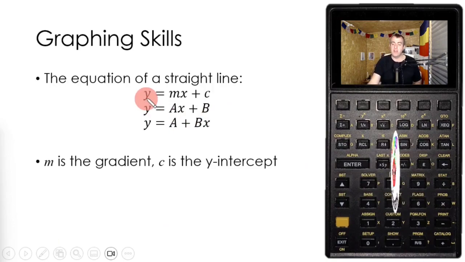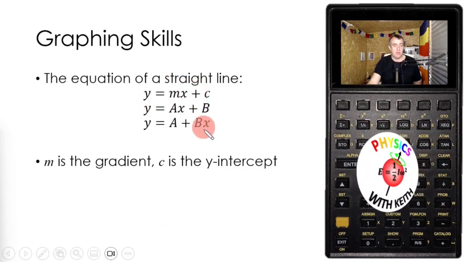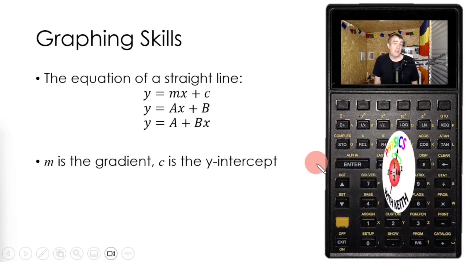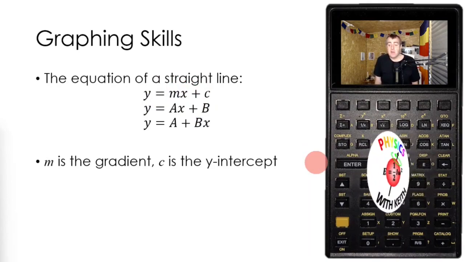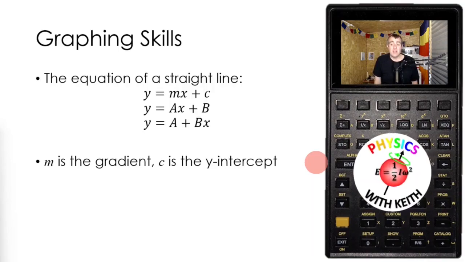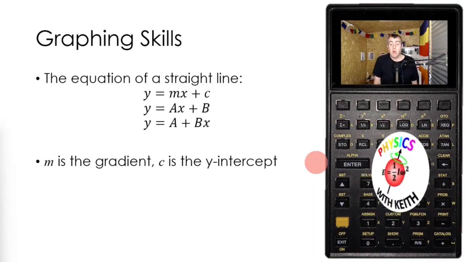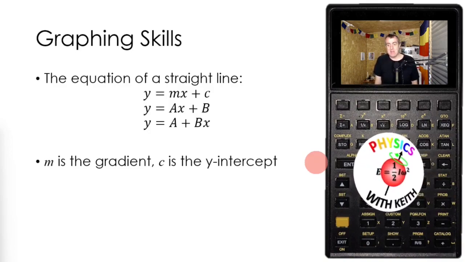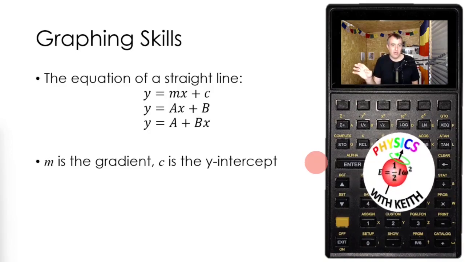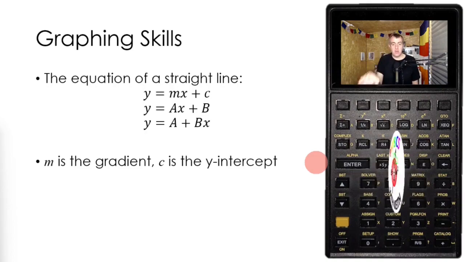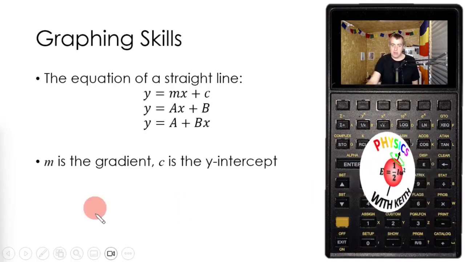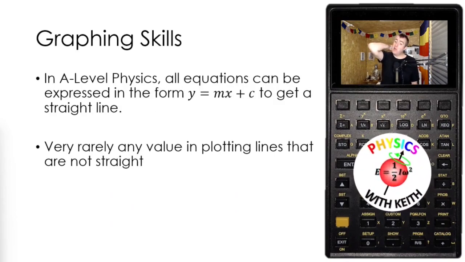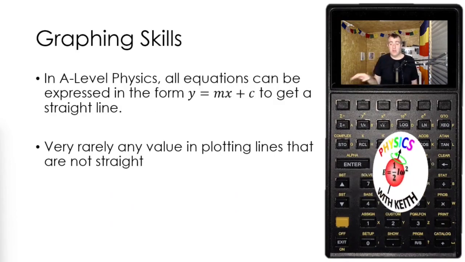Now, straight line equation, depending on where you live in the world, it will be one of these three, probably. y = mx + c is what I'm going to use throughout this video. But if you live in a part of the world where they use b as the gradient and a as the intercept, then just adjust what we're doing accordingly. This is what we use in the UK, so that's what I'm sticking with. So we're going to try and get our equations into the form y = mx + c.